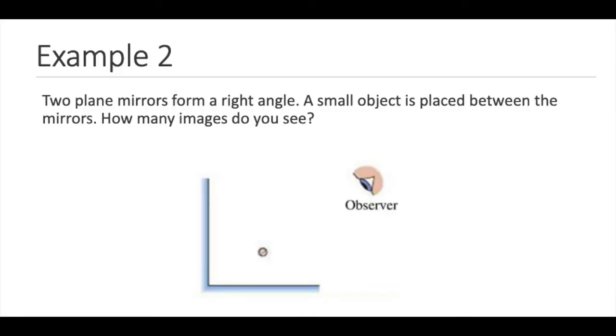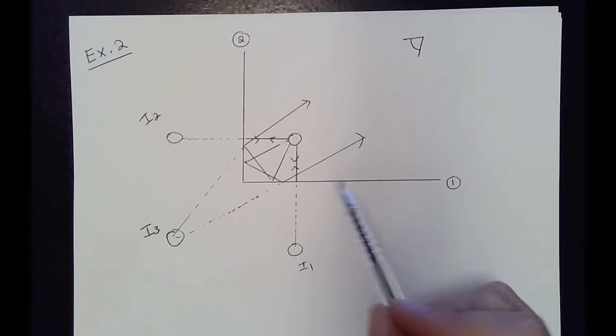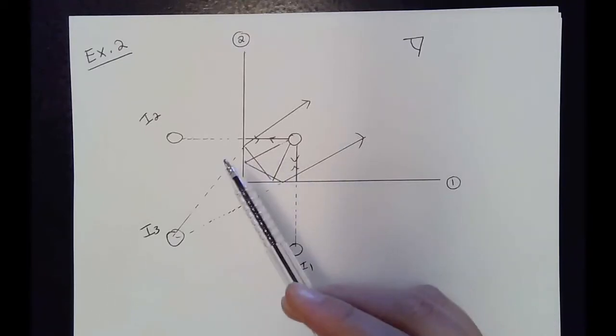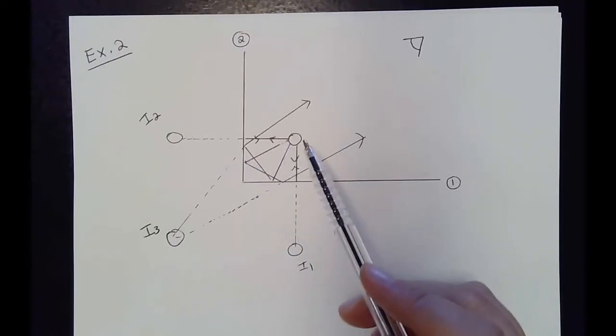Example 2. Two plane mirrors form a right angle. A small object is placed between the mirrors. How many images do you see? Okay, I've tried to draw this here. So here's mirror 1 and this is mirror 2 at a right angle, and this is the object.